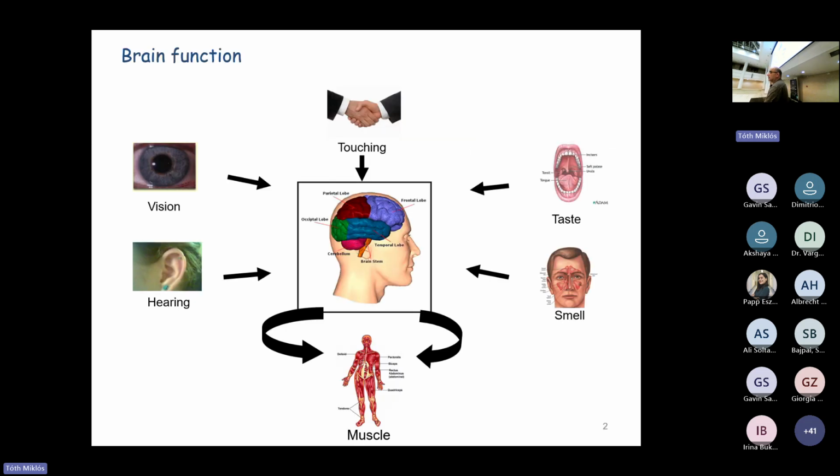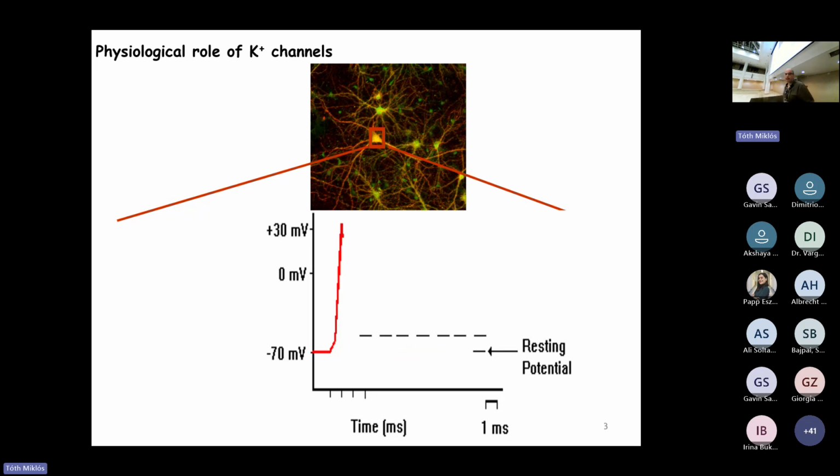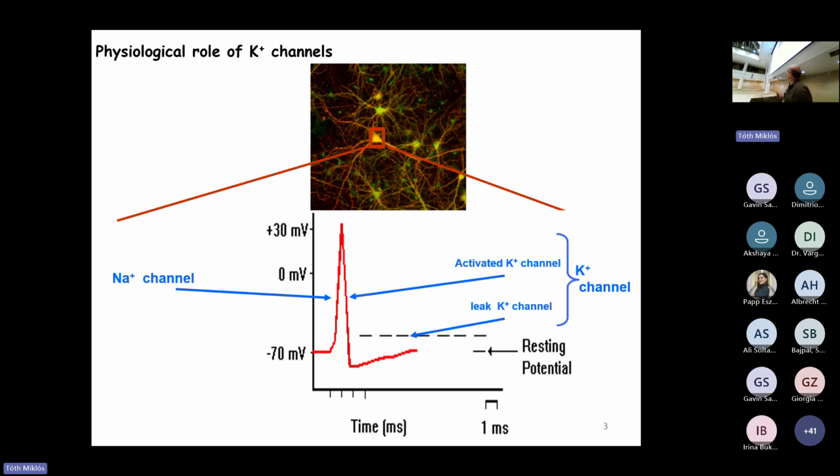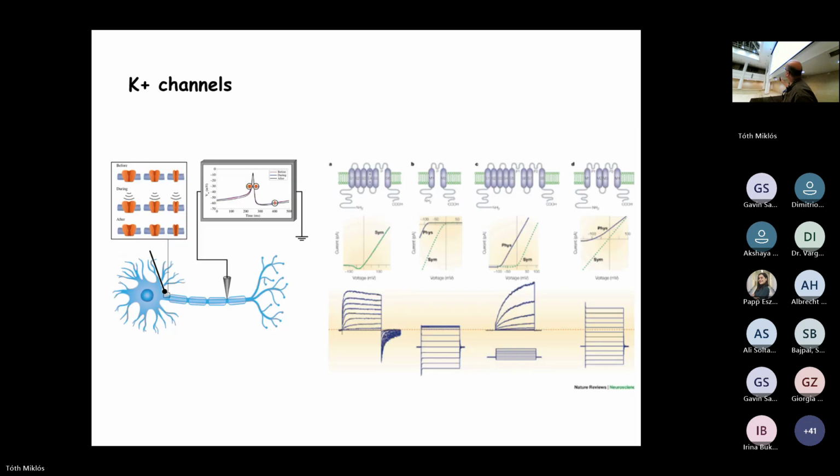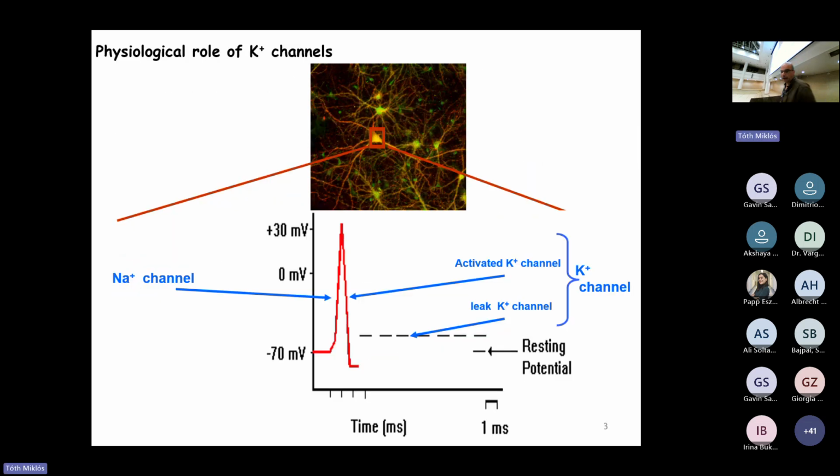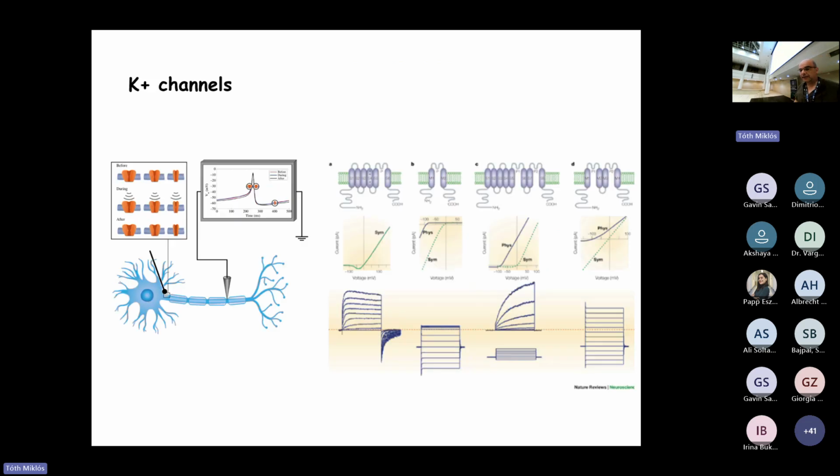The action potential constitutes the signal by which the brain receives, analyzes, and conveys information. This action potential consists of two main phases. The first one is depolarization, and the second one is repolarization. The depolarization is composed of the opening of sodium channels, and the second one is potassium-activated channels. And the last phase is the leak channel. The leak channels, I will try to focus on these kinds of channels.